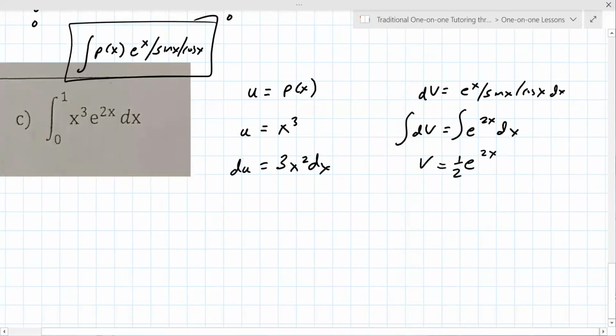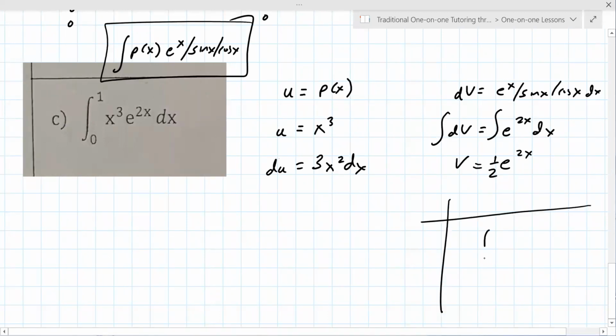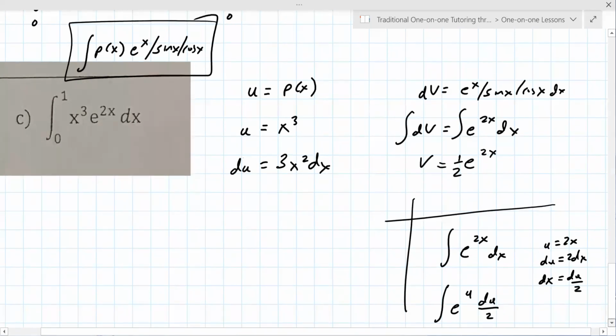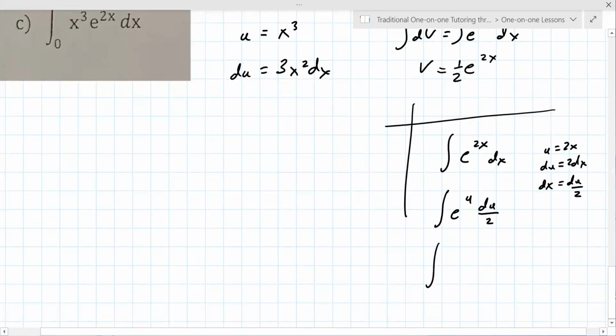Sure. Let's just say off to the side here, I wanted you to find the integral of e to the 2x. You would make u equal to 2x and du would equal 2 dx. You would solve: dx is du over 2. So this becomes the integral of e to the u, du over 2. So this is the integral of 1/2 e to the u du, or you can bring the 1/2 out, doesn't really matter. But the answer is e to the u times 1/2.